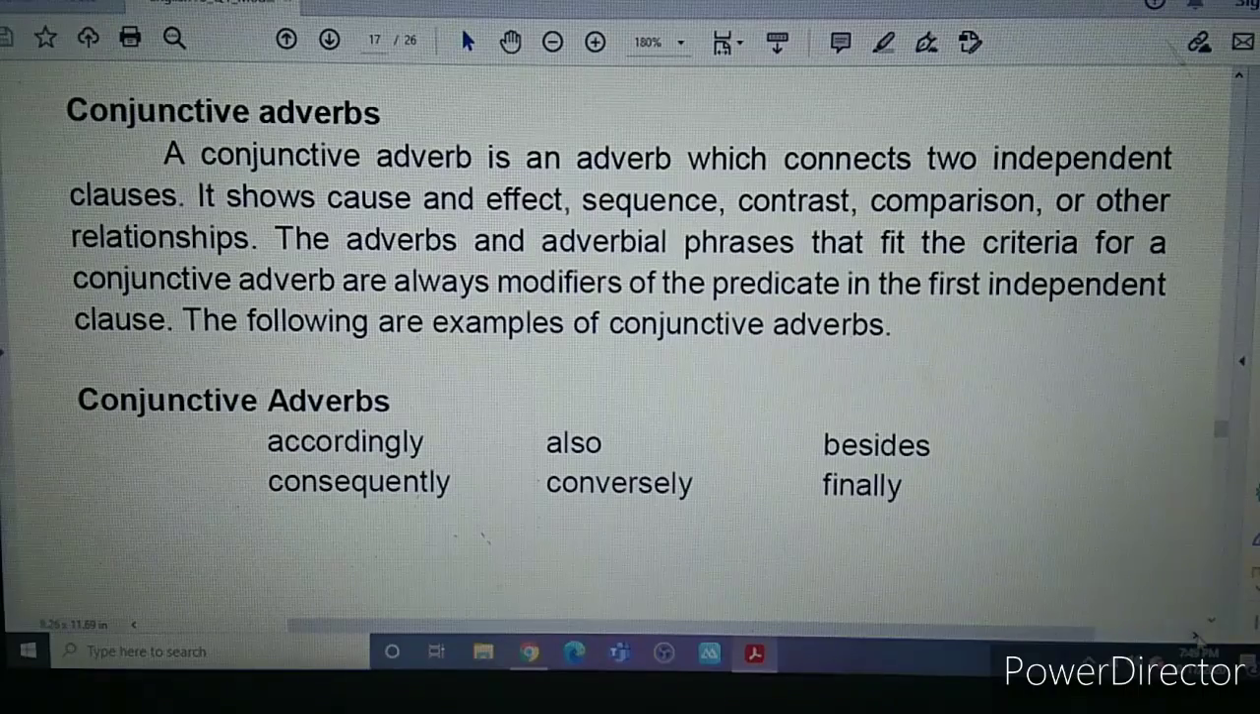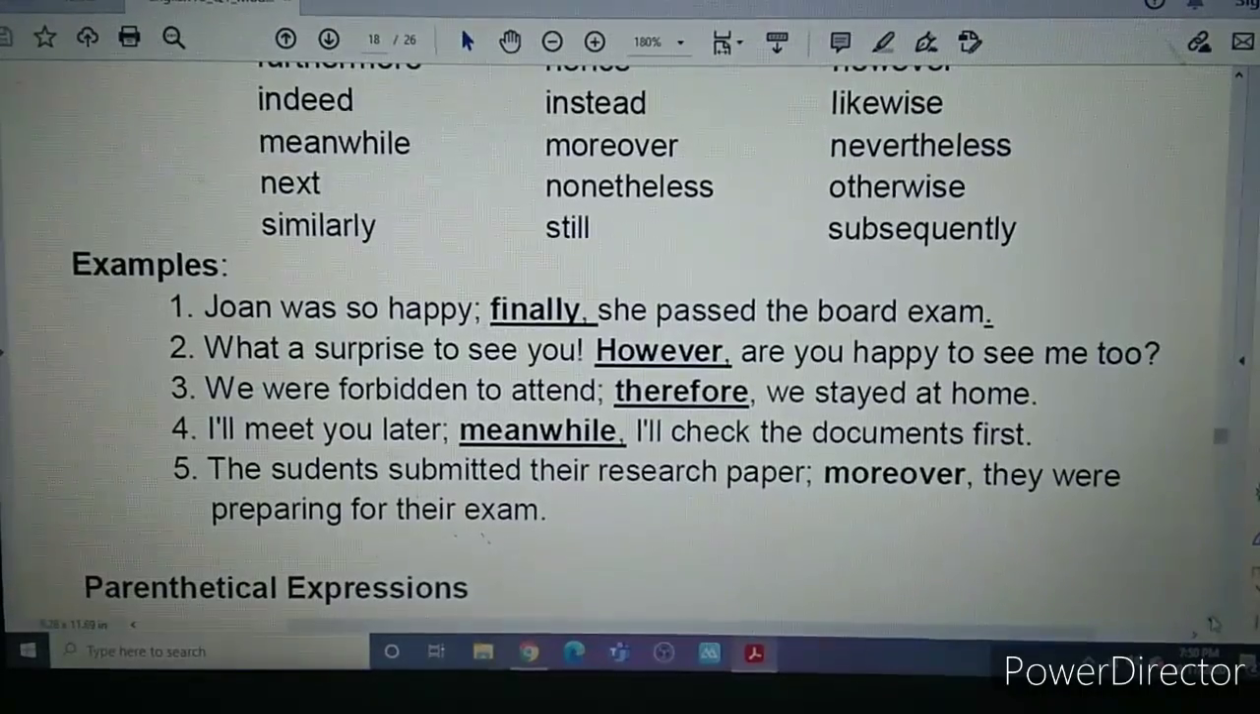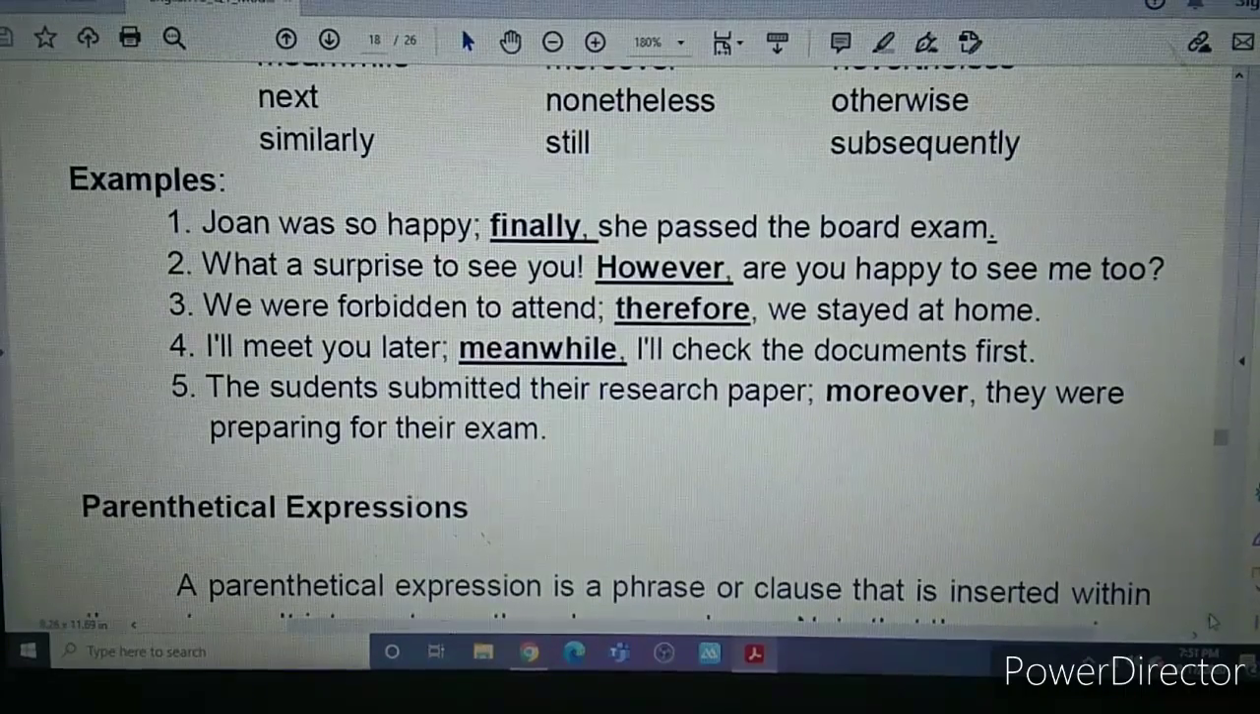The following are examples of conjunctive adverbs. We have accordingly, consequently, also, conversely, besides, and finally. Other examples: furthermore, indeed, meanwhile, next, similarly, hence, instead, moreover, nonetheless, still, however, likewise, nevertheless, otherwise, and subsequently. We have here 5 sentences in which all of the underlined words are examples of conjunctive adverbs. So let us read them all.